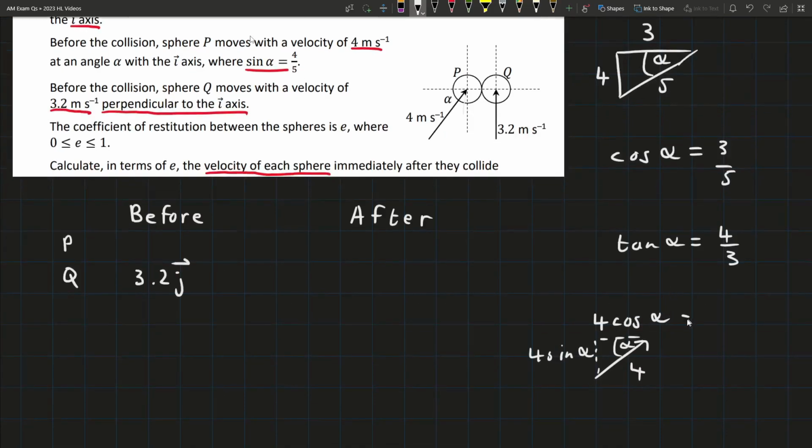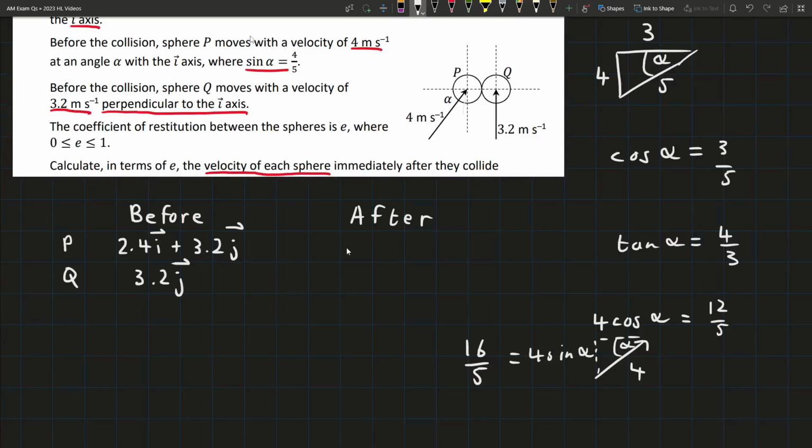And for cos alpha, well, cos alpha is just 3/5, so 4 times 3 is 12/5. Or you can write it as a decimal if you want, but I usually prefer fractions. And then 4 sine alpha, where sine alpha is 4/5, is going to be 16/5, because 4/5 multiplied by 4 is 16/5. So maybe just for my little table, I'll put them in decimal. So 12/5 is 2.4, so we have 2.4 in the I direction, 3.2 in the J direction.